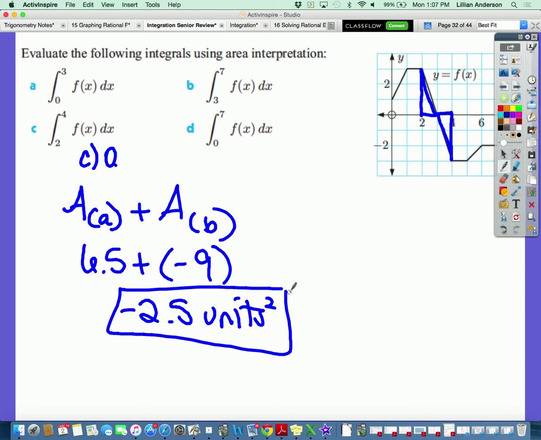Oh, this one we just did 2 triangles. For C, it's basically 2 triangles that are basically the same dimensions. One's a positive area, one's a negative area, so that's where we got 0 from for part C. And then for part D, we took the 2 answers from A and B and added them together.